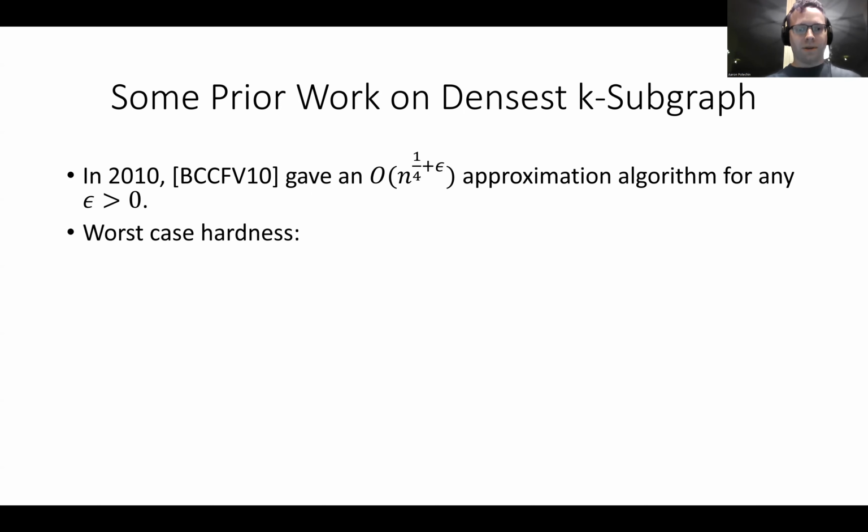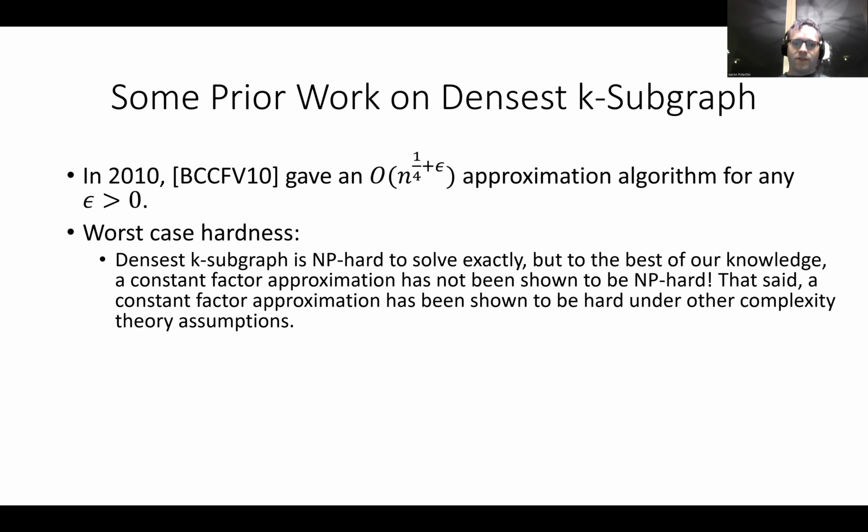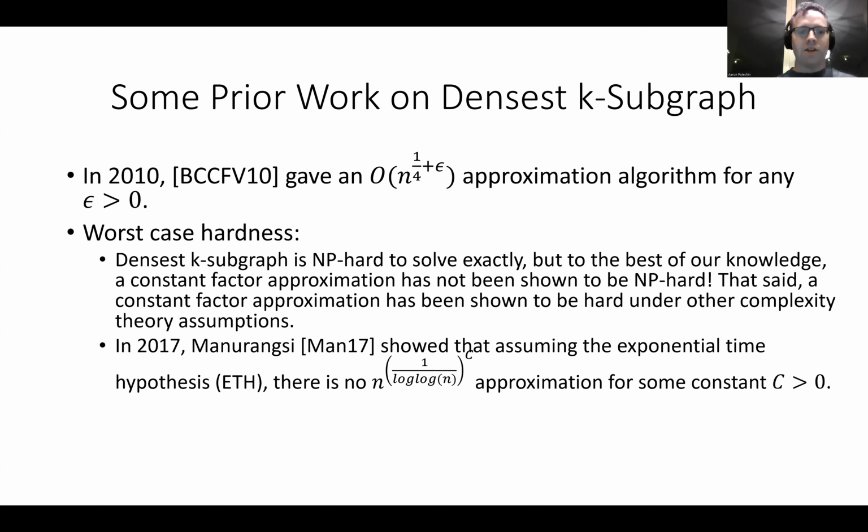In terms of lower bounds, densest k-subgraph is NP hard to solve exactly, but to the best of our knowledge, a constant factor approximation has not been shown to be NP hard. That said, a constant factor approximation has been shown to be hard under other complexity theory assumptions. In 2017, Manurangsi showed that assuming the exponential time hypothesis, there is no n to the 1 over (log log n) to the c approximation for some constant c bigger than 0.